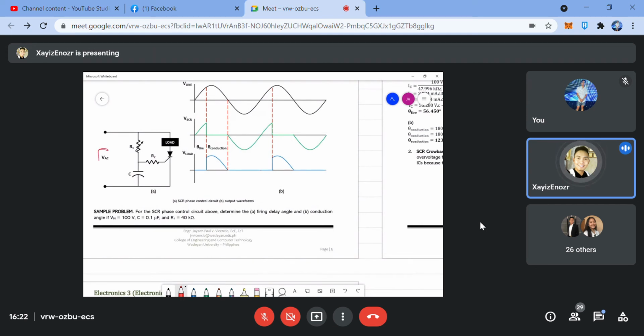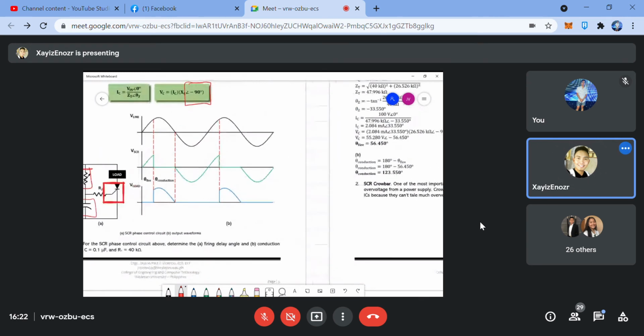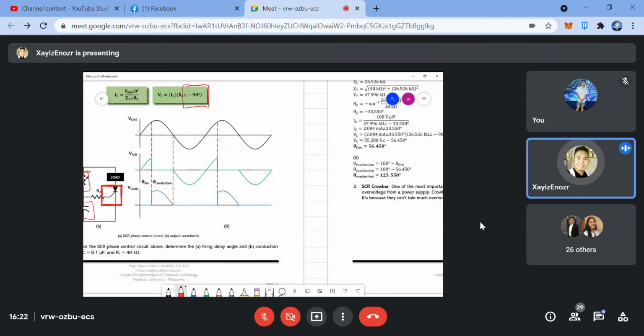Then, we have here, ito yung typical na phase control circuit. So, meron kang AC source dito. So, meron kang variable resistance dito. May capacitor ka. Okay? Then, may load ka. Then, yung SCR mo. Ito, yung output waveform. Kung ito yung line voltage waveform mo, or kung ito yung AC voltage input mo, ang mangyayari niyan, pag sinukat mo sa isang oscilloscope yung voltage sa SCR, ito yung makikita mo. Ito yung magiging itsura ng waveform.